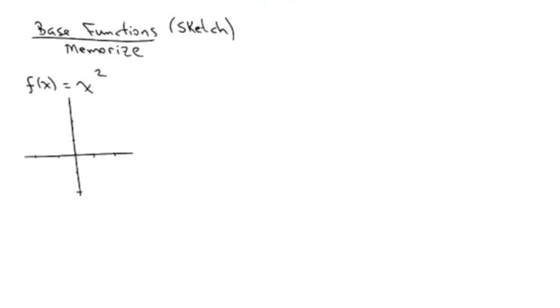So you plug in some values. If I plug in x equals negative 2, you get 4 someplace up here. If I plug in x equals negative 1, you get 1. Negative 1 squared, 1. If I plug in 0, 0. If I plug in 1, 1 squared is 1. If I plug in 2, 2 squared is 4. So the general shape of x squared is a parabola.